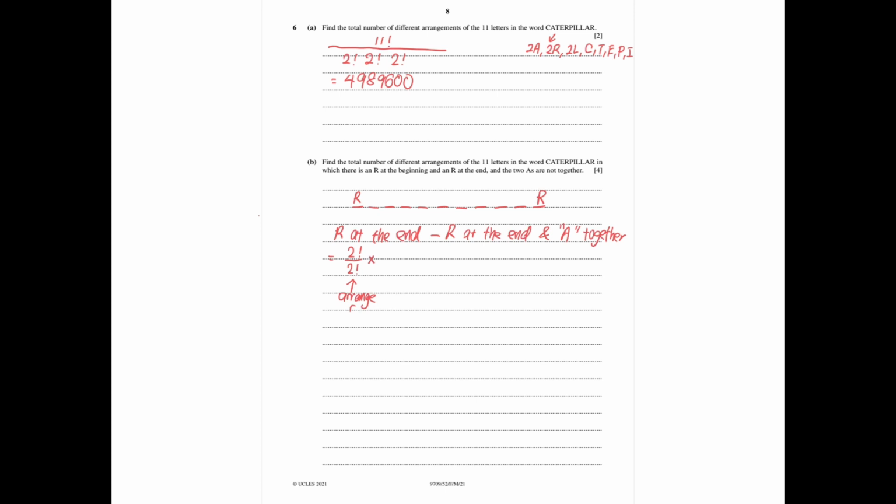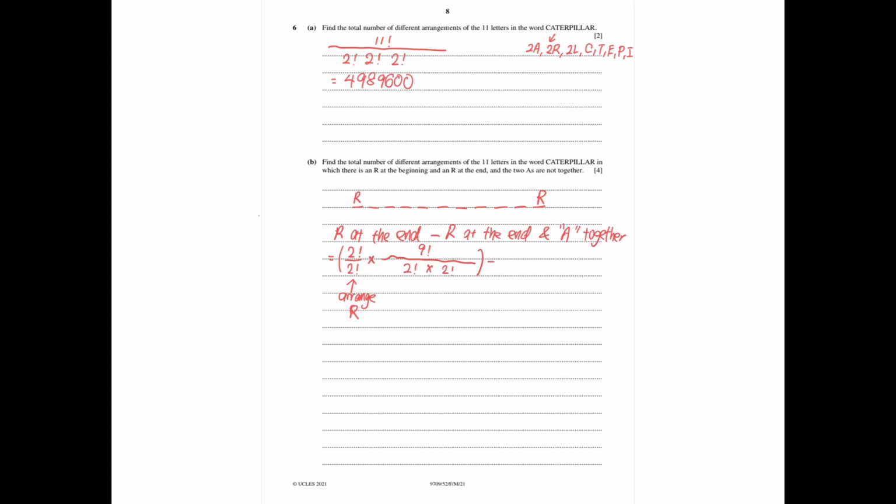So after arranging R, we still have other letters to arrange in between. And if you look at the total number of letters that you're going to arrange in between, there are actually 9 of them. Hence 9 factorial on top of the fraction and divide by the similar objects. So bear in mind that we have arranged R at the beginning and the end, we still have 2A as similar objects, so we have to divide by 2 factorial, and we also have 2L as similar objects, so we divide by 2 factorial again. Okay, so this is the front part.